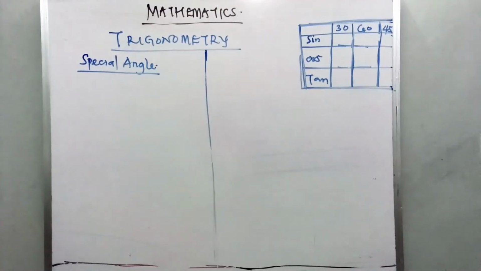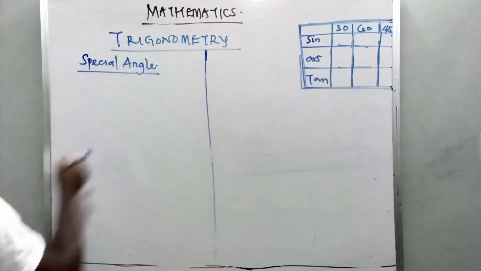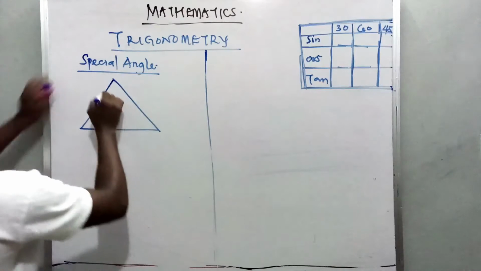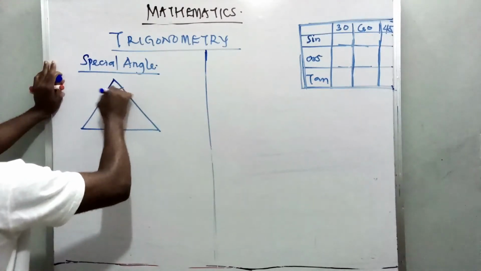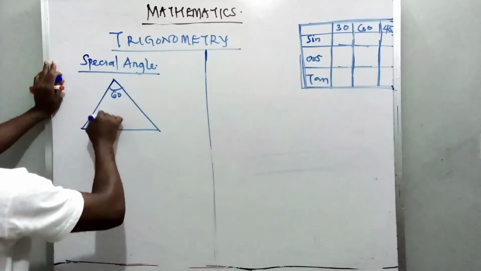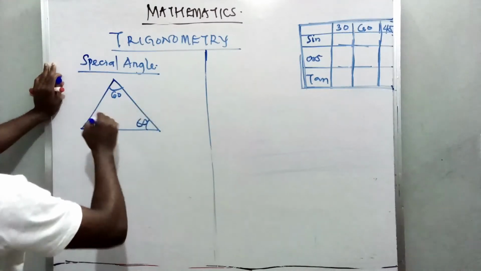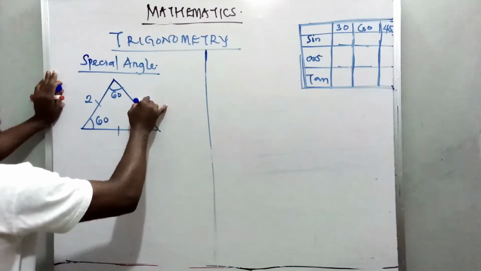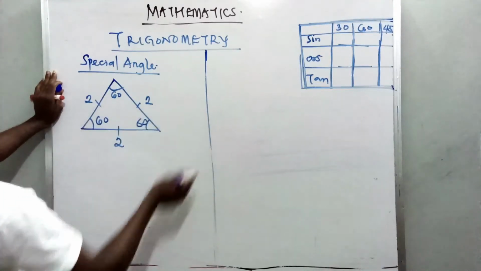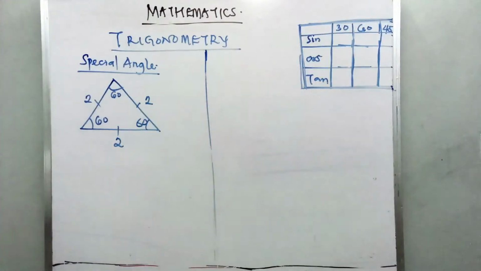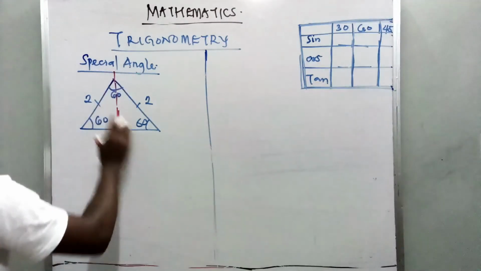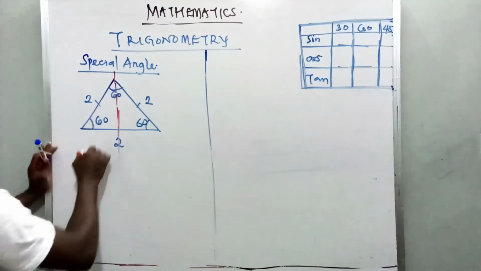Let's talk about special angles. So let's consider an equilateral triangle, with all its angles to be 60 degrees and all its sides equal. So this is an equilateral triangle. Let's say this equilateral triangle is now bisected.